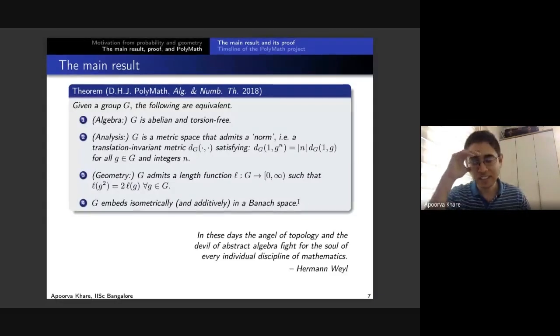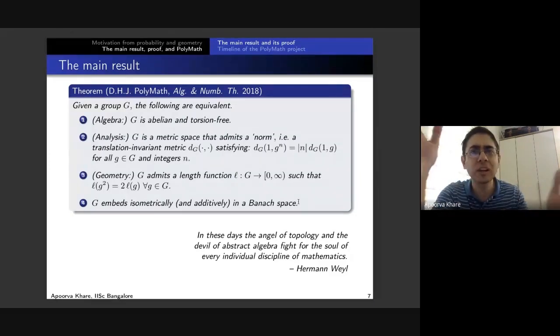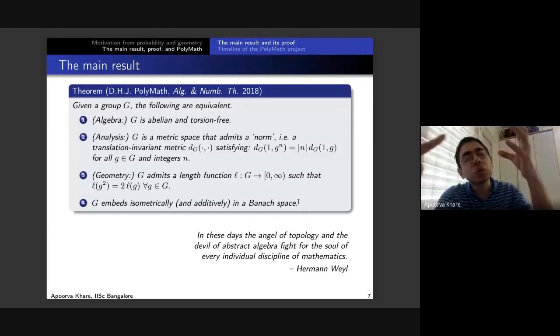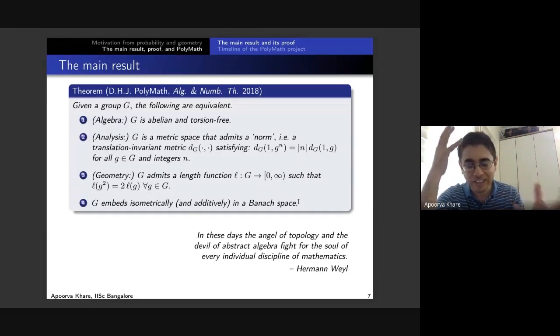And maybe you have seen this quotation by Hermann Weyl in the early 20th century, that in these days, meaning 100 years back, the angel of topology and the devil of abstract algebra fight for the soul of every individual discipline of mathematics. What I think he meant to say is algebra is very dry. It doesn't provide you any intuition. It's exact formulas. You do some calculations. But in topology and geometry, you really visualize closed sets, open sets, and so on. So that's really very natural. And algebra is completely in the mind. Anyway, the moral of the story is sometimes these things are all one and the same. You may think these are fighting among themselves, but they really are one and the same in this case.